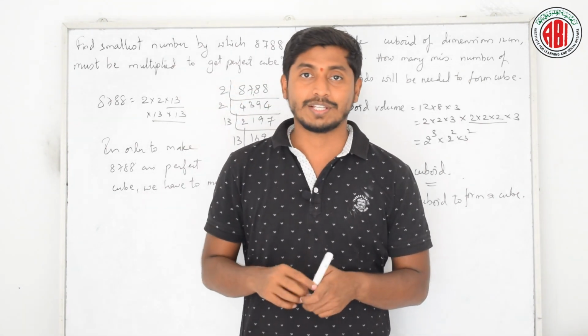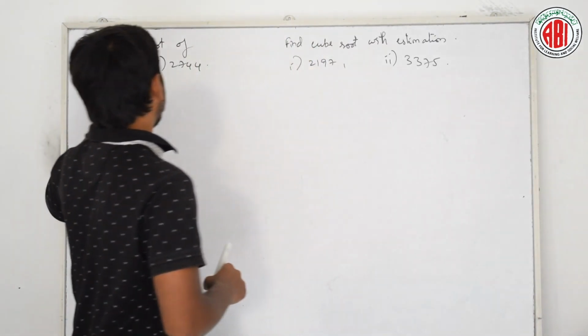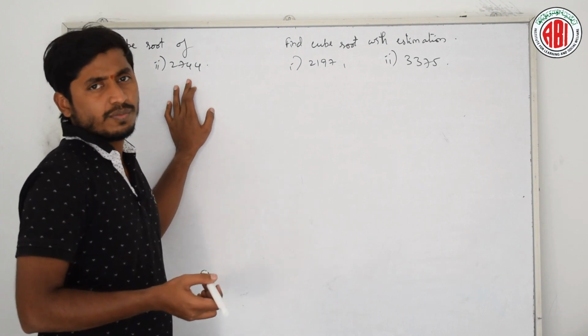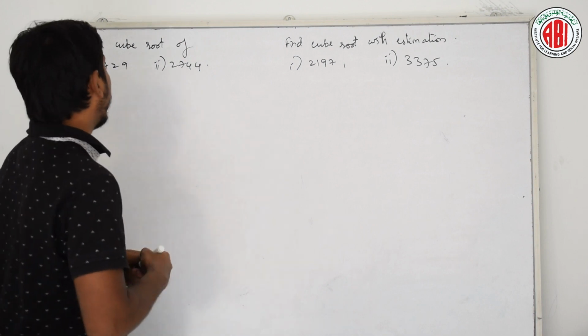Shall we do the next problem? Let's do. See here, the next question is asking us to find the cube root of these two numbers. Right? How do we find? Let us do it by prime factorization. Is it fine? See here, 729.